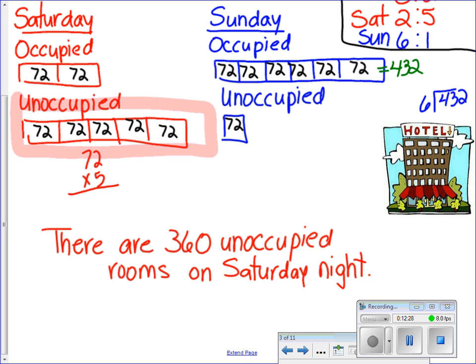Before we go on and try the next one, does anybody have a question on why did we multiply by 5? Where did the 72 come from? Do you have any questions like that? Okay. Some of you are still copying the notes, so when you're done, I'm going to ask everybody to silently read number 2 and underline or highlight the key information that we need.